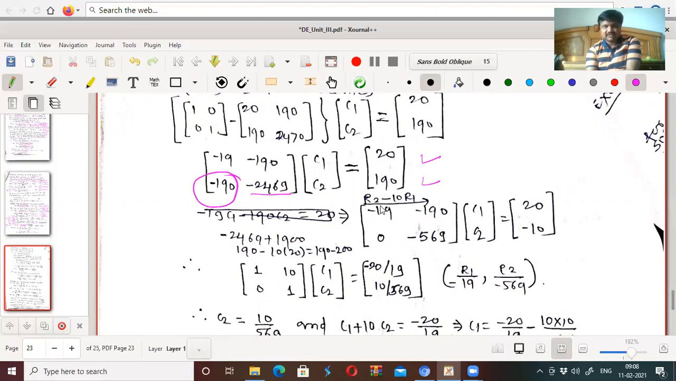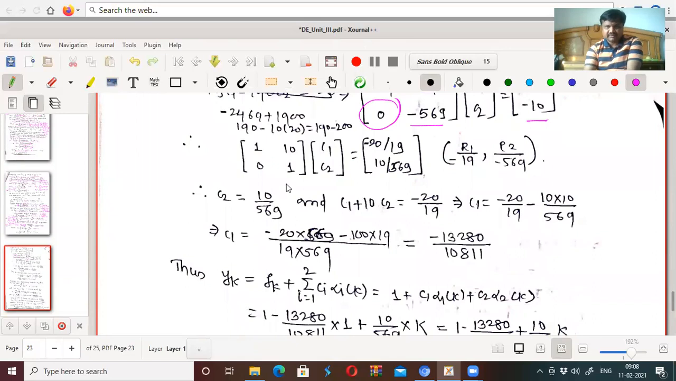How can we make this 0? R2 minus 10 times R1 you have obtained, so this becomes 0. There will be no effect on the first, and this becomes minus 569. This becomes minus 10. After solving by finding the value, this is the matrix 1 10 0 1 for C1, C2, and corresponding changes are there. So C2 is equal to 10 by 569.